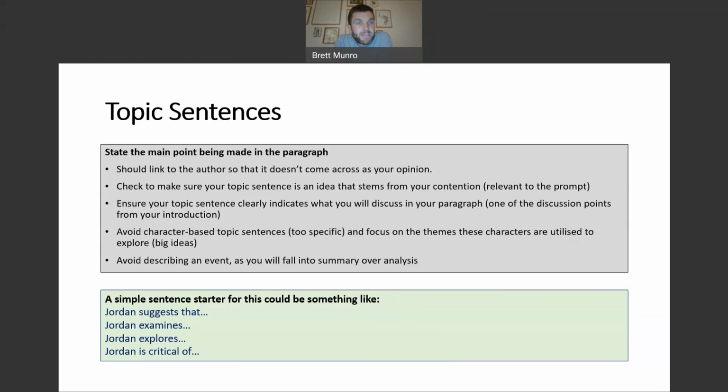You need to make sure that your topic sentence is an idea that stems from your contention, because the purpose of your body paragraphs is to support your contention. To say, in the introduction, this is what I'm trying to argue, that in this case, Jordan is contending, and I'm going to use my body paragraphs to do that.